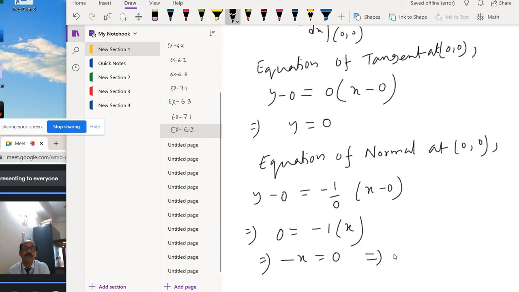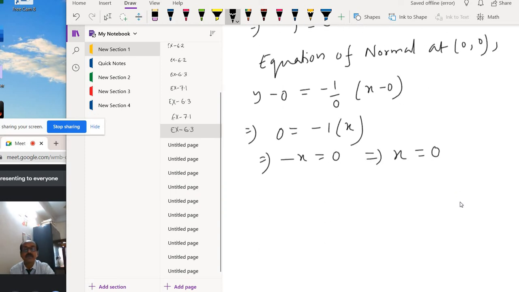x equal to 0. So equation of normal is x equal to 0 and equation of tangent is y equal to 0. Okay, is it clear? Yes, sir. Next question. Question number 15.